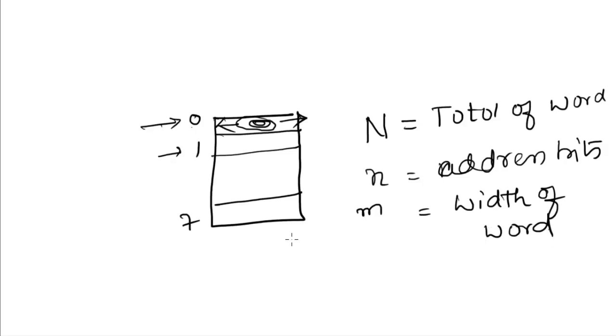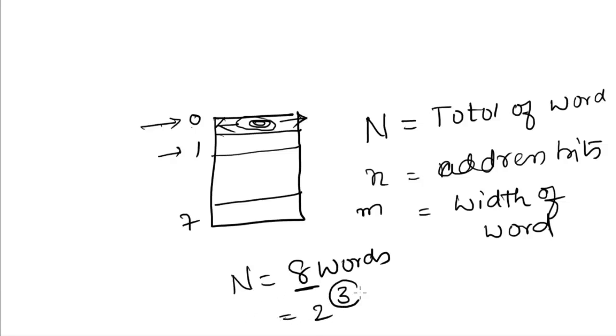Width of each word. Now we will calculate the formulas for this one. Suppose total how many number of words are there? 8 words are there. Now to represent these 8 words, how many number of bits are required? So 8 words means 8 can be written as 2 to the power of 3. So 3 bits are required, so small n will be 3 bits.